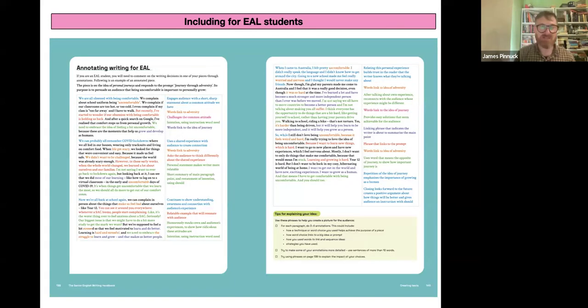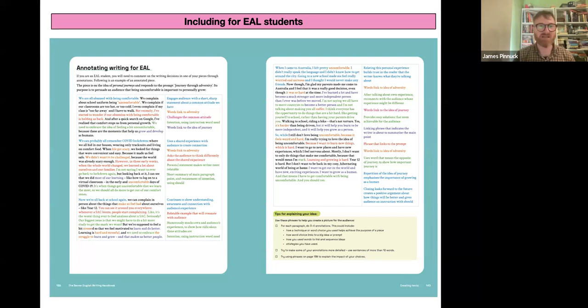Also, there is a section about how to annotate a creative piece that EAL students have produced, because EAL students don't need to write a commentary. They need to annotate a piece they've written and to point out features they've used and to reflect upon those authorial decisions.